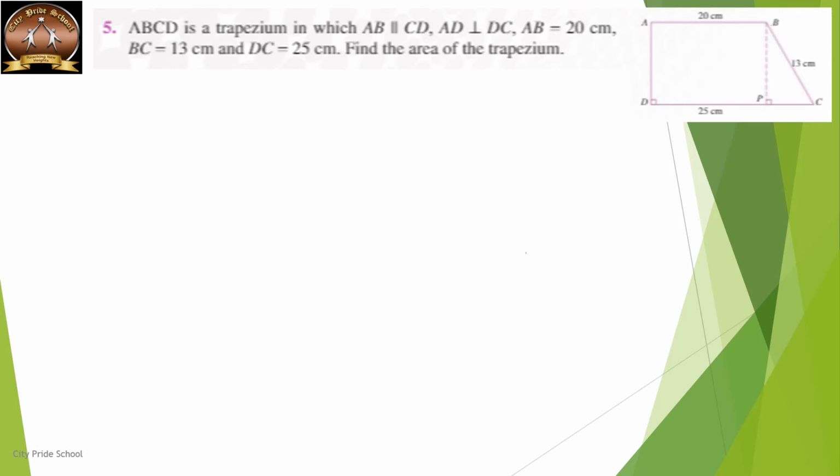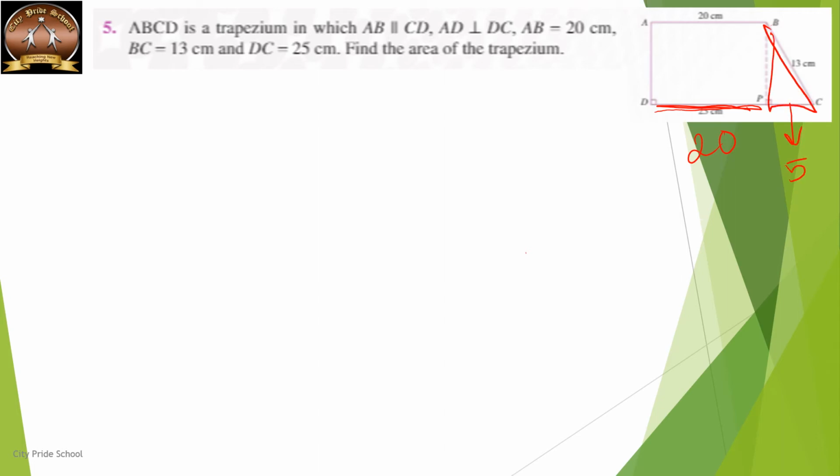Now if we draw this height BP, rectangle ABPD is formed. Since it's a rectangle, we see that this is 20 centimeter, then DP is also 20 centimeter. So PC can easily be found out by DC minus DP. Correct? 25 minus 20, which is equal to 5. Since opposite sides of a rectangle are equal, we will first know DP, it is 20. 25 minus 20, we will get that PC is 5.